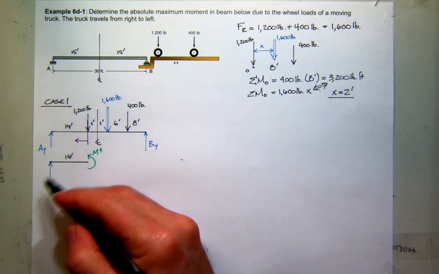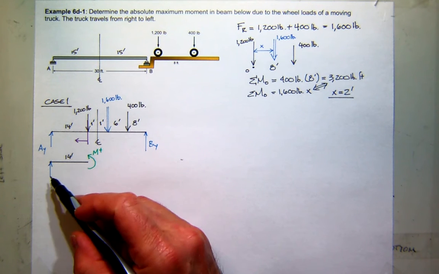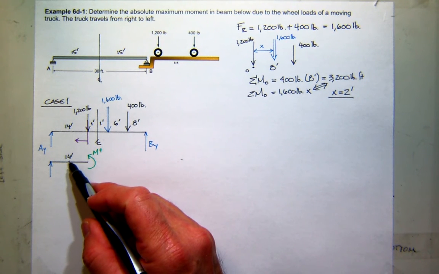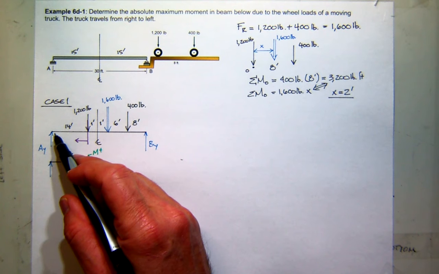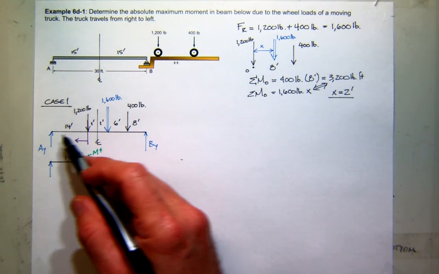So before I even find this reaction, I can see that the moment is just going to be that reaction times 14 feet. So I just need to find AY. So how do I find AY here? Yeah, we'll take the moment about B.